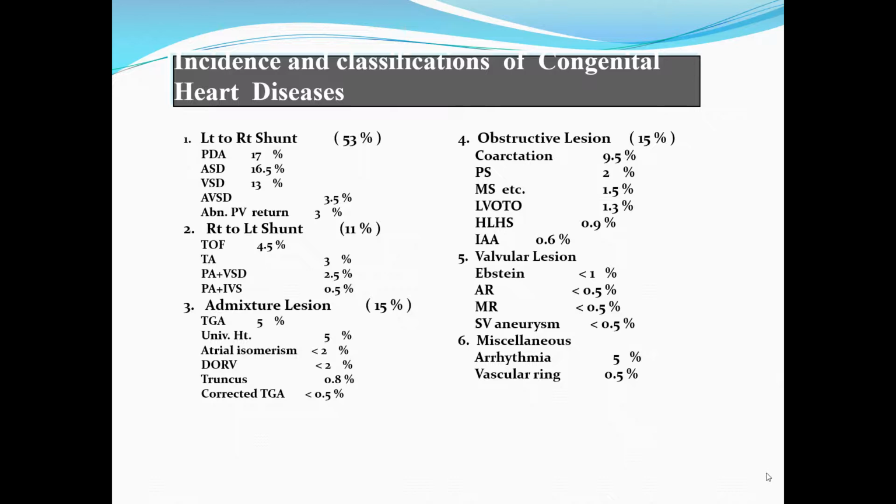Pulmonary stenosis may be supravalvular, above the valve, where the pulmonary arteries are small or stenotic, or subvalvular in the infundibulum. Mitral stenosis, left ventricular outflow tract obstruction, hypoplastic left heart syndrome, and so on. Valvular lesions like Ebstein anomaly, which involves the tricuspid valve, aortic regurgitation, mitral regurgitation, and sinus of Valsalva aneurysm.